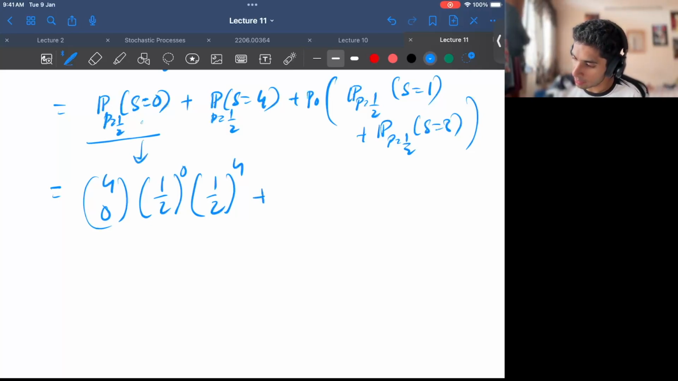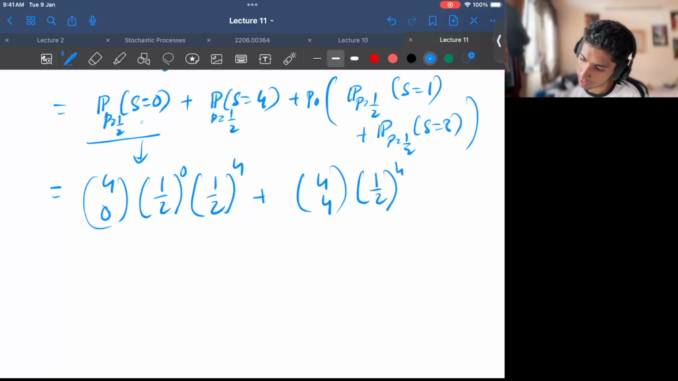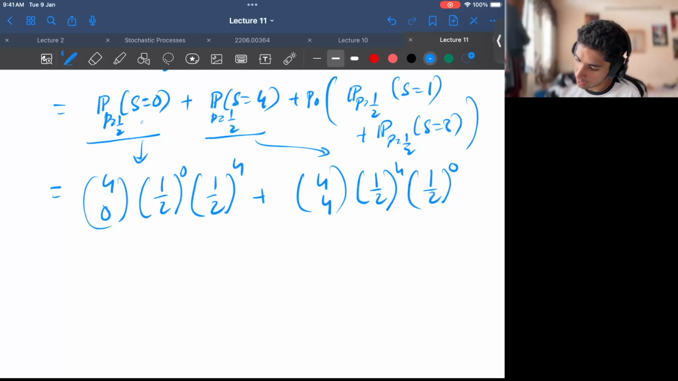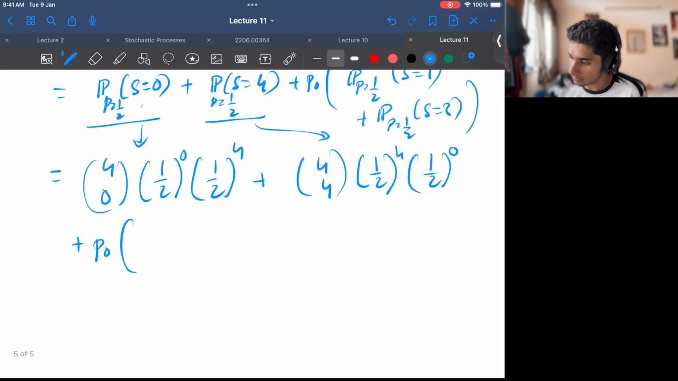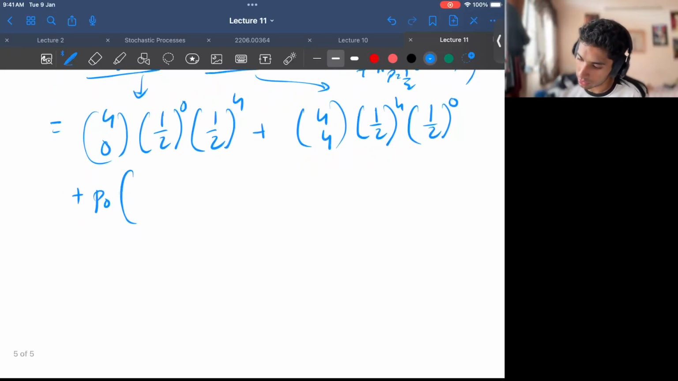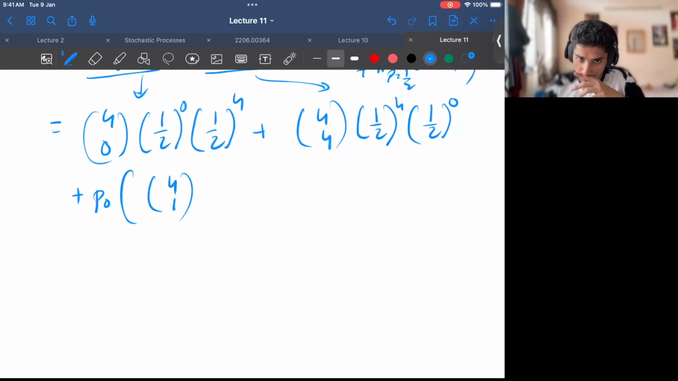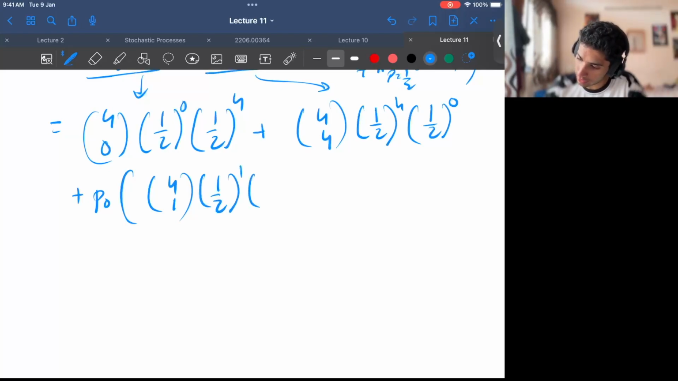Then plus the probability of s equal to 4. That is 4C4, right? All of the time you are getting success. So half raised to 4, and 1 minus half is again half, raised to 0. So this thing is here, plus p naught into s equal to 1, right? So it's like 4C1, right? You are getting one success. So half raised to 1 and half raised to 3.